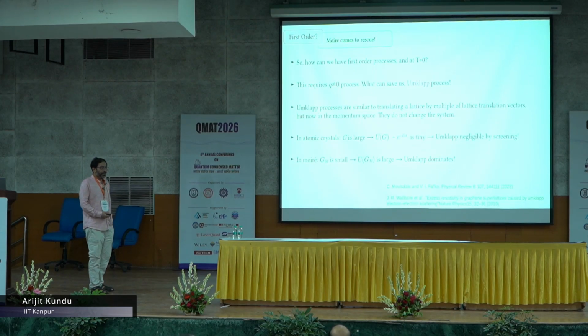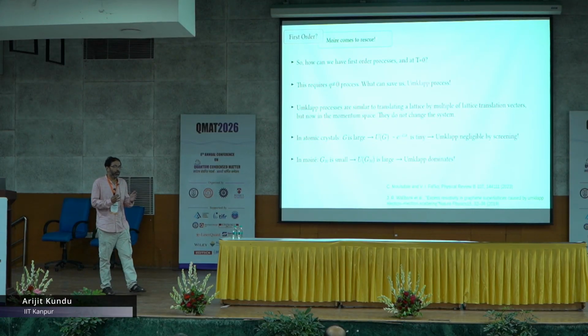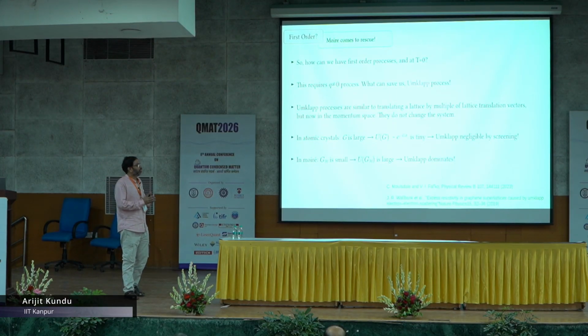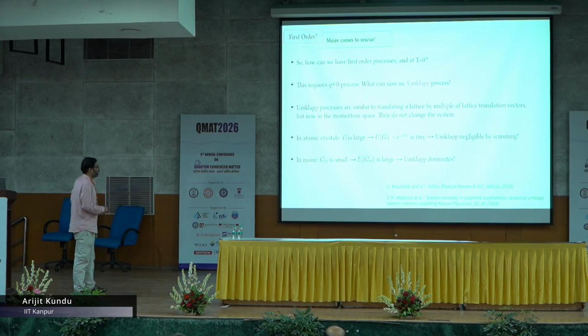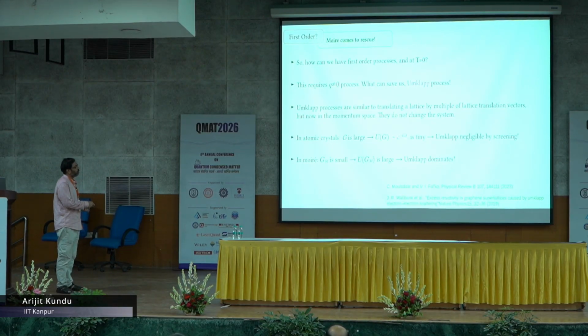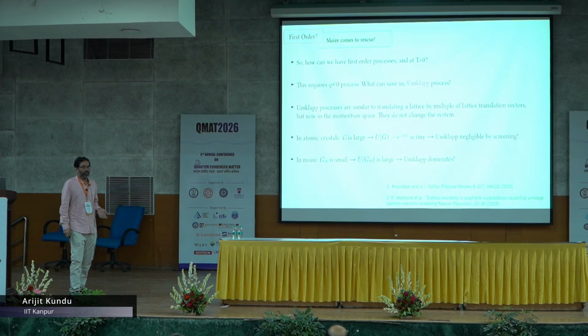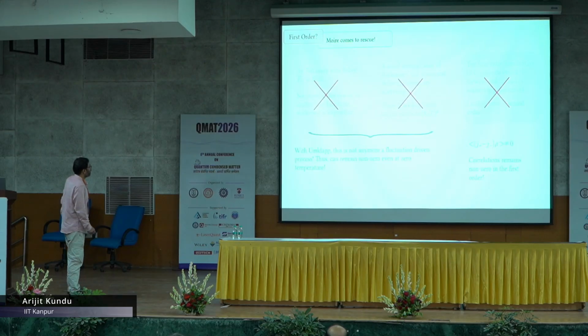In Moire, the trick is that the Moire reciprocal lattice is small. So the reciprocal translation vectors are small. So this allows this particular factor to be not negligible anymore. Okay, so this is how it works for Moire. So it is a summary of how things change for Moire.